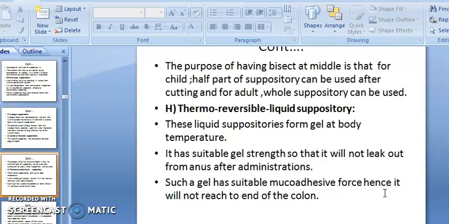Such a gel has suitable mucoadhesive properties, hence it will not reach the end of the colon, because it has a mucoadhesive property, and so it does not reach your colon, that is, the intestine.